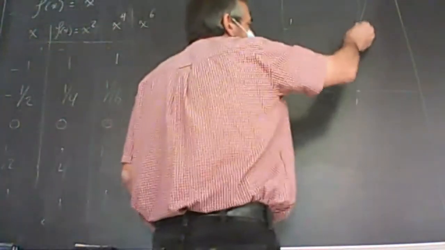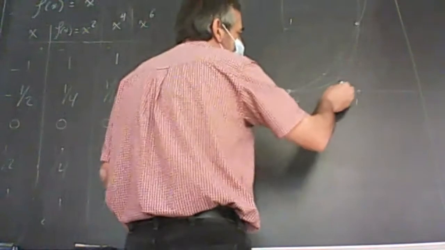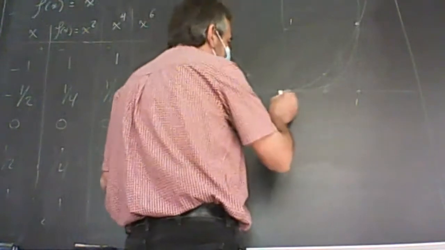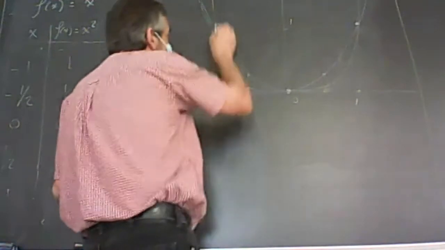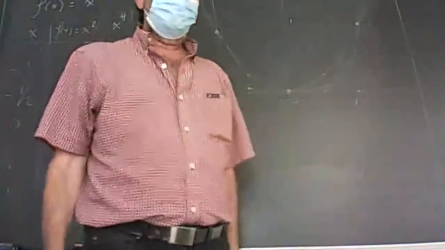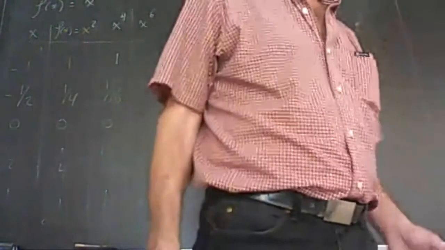What happens if this was 6? It's going to be the same thing, but it's going to hit closer to 0. It's going to go like this, and now it's going to be even more straight. Yes? And those are all the even functions. They have one thing in common.